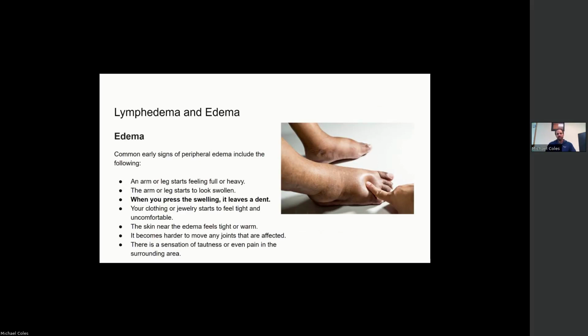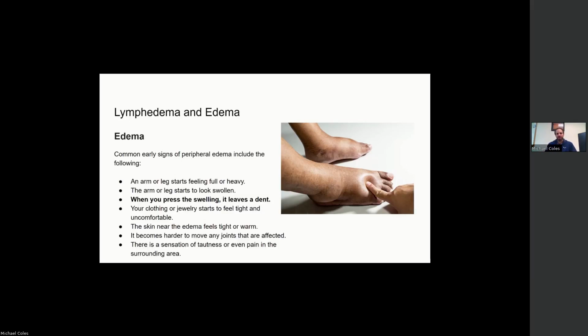So common signs of peripheral edema include an arm or leg starting to feel heavy or full. Like I said, sometimes you don't notice a huge difference. You just feel like, wow, this part of the body feels a bit more heavy. And then it starts to swell, and you notice it. When you press it, it leaves a dent. You press it, it leaves a fingerprint, and then it slowly fills back in again.